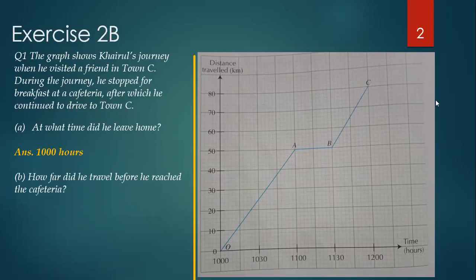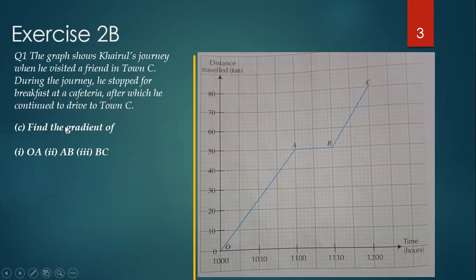Now the second question is, how far did he travel before he reached the cafeteria? So he started traveling here, then he stopped. As you can see, there is no vertical slope here. So he stopped here. So how far did he reach? If this is the cafeteria, point A, let's match this with the y-axis. We can say that he covered a distance of 50 kilometers.